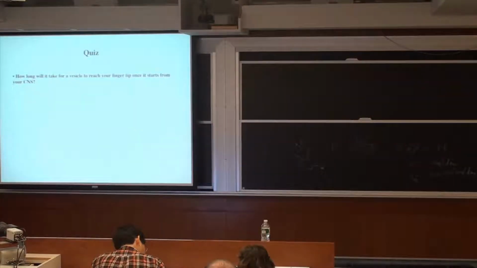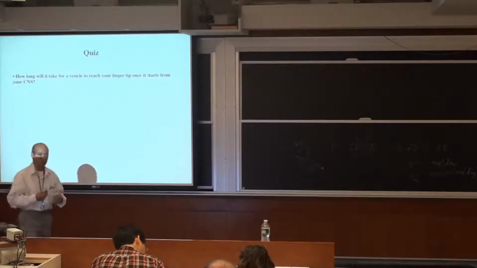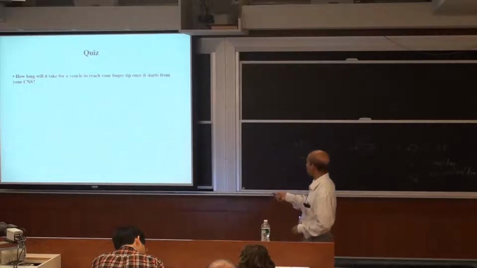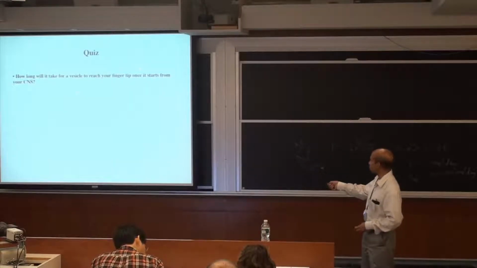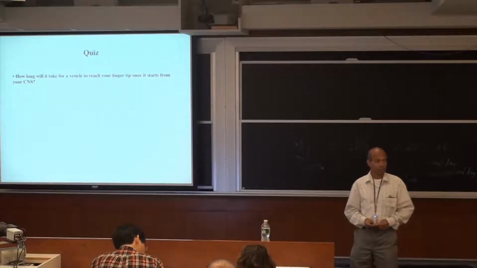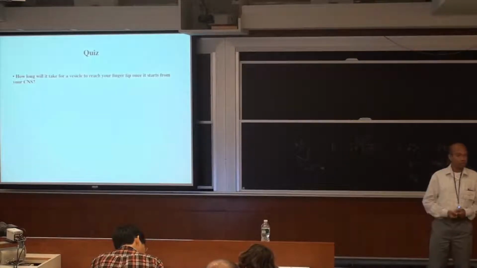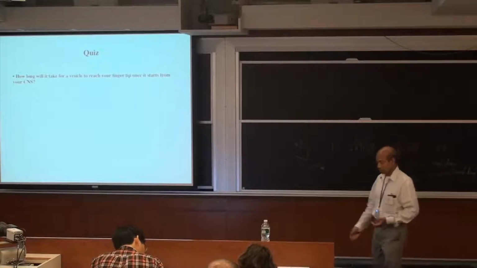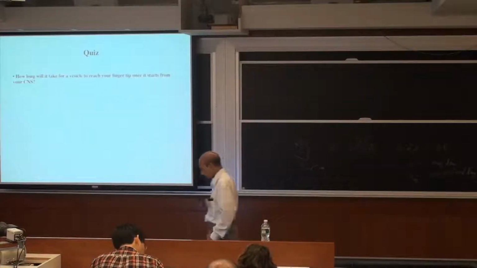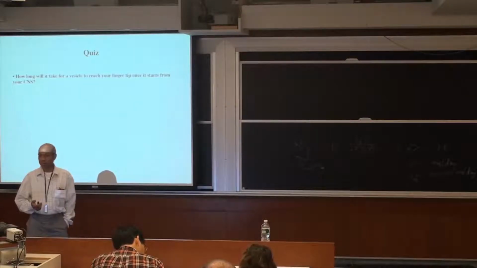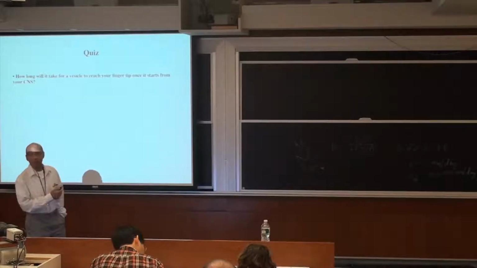Okay, so this is again a quiz because I want to make you think or reiterate what we have said so far. How long will it take for a vesicle to reach your fingertip once it starts from the central nervous system? Well, given this speed, 400 to 500 millimeters a day, you might be on the order of half a meter, right? Just a couple of days, or maybe 1 day to reach.